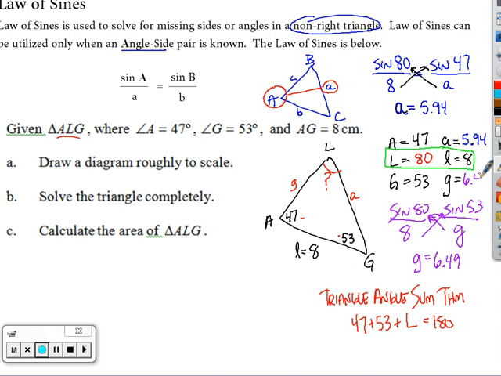Now, the quick check that you can make, which isn't really a check, but it at least lets you know if you're wildly incorrect, would be that the largest angle always has to be across from the largest side. So largest angle 80, largest side 8. Smallest angle 47, smallest side 5.94. So that's just a small check that you could do. Law of sines.